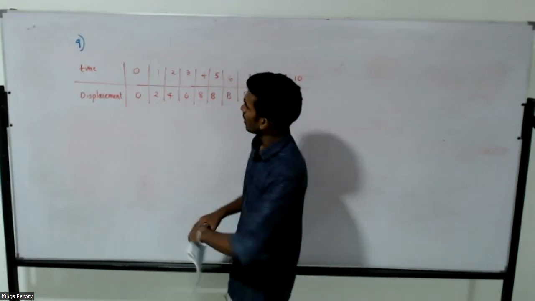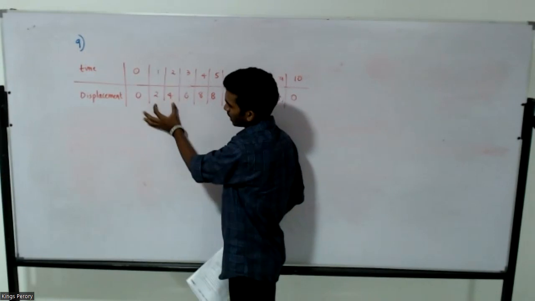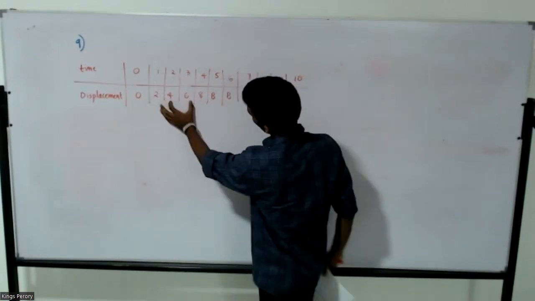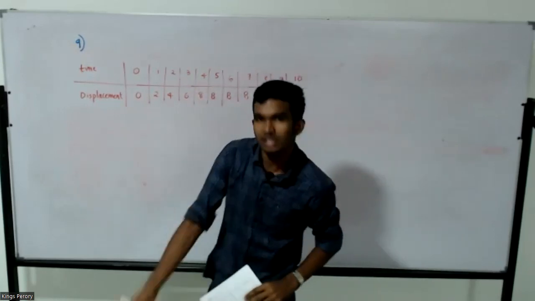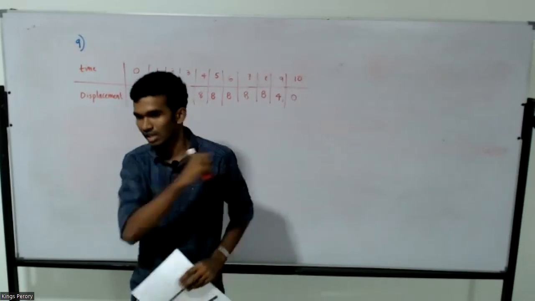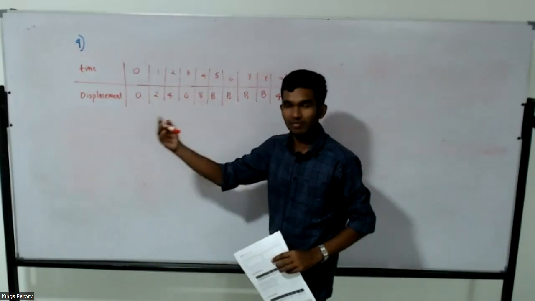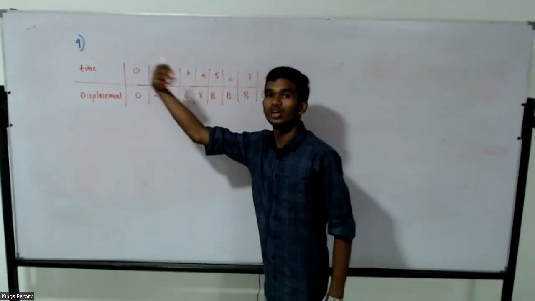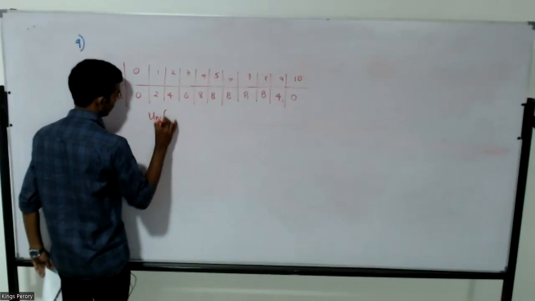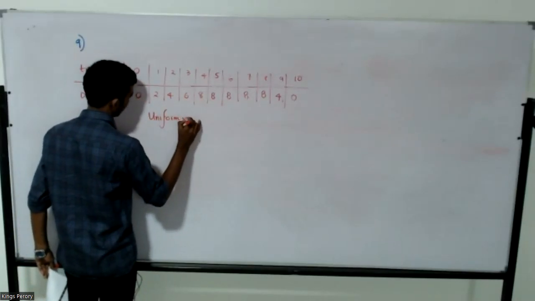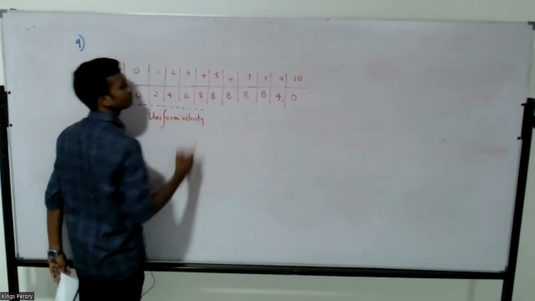Same interval. Between 0 and 1, 2 meters. Between 1 and 2, again 2 meters. Between 2 and 3, again 2 meters. Between 3 and 4, again 2 meters. So the same distance is covered in each 1 second. So what kind of motion is there from 0 to 4 seconds? Uniform velocity, right? Uniform velocity motion is there. First of all, analyze it. Here you have uniform velocity motion.